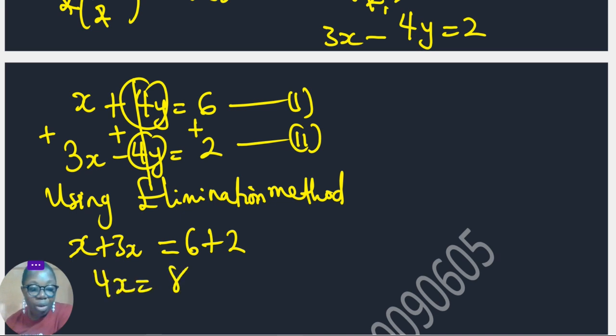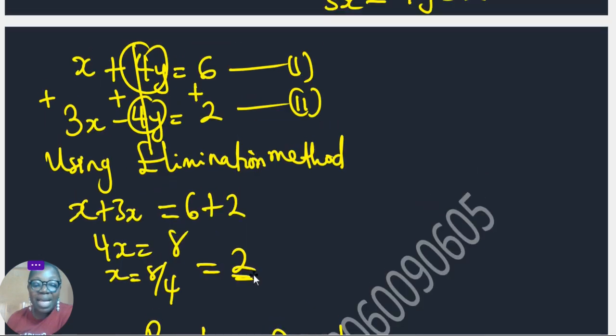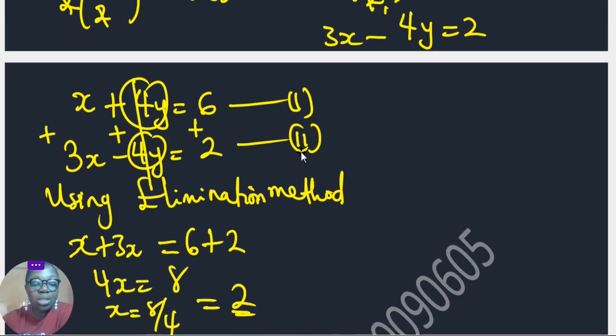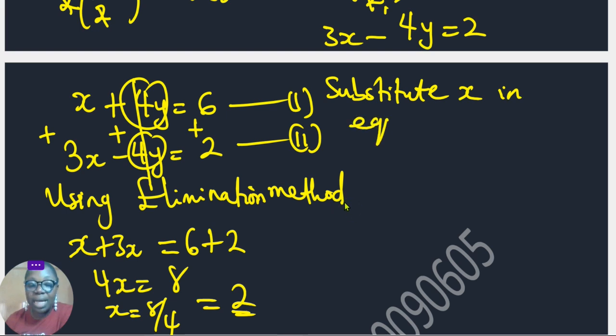Now, at this point, we are going to divide both sides by 4. x is equal to 8 divided by 4, and that's equal to 2. So the value of x is 2. Now, the next thing we're going to do is to substitute x in any of the equations. You can decide to use either equation 1 or 2.